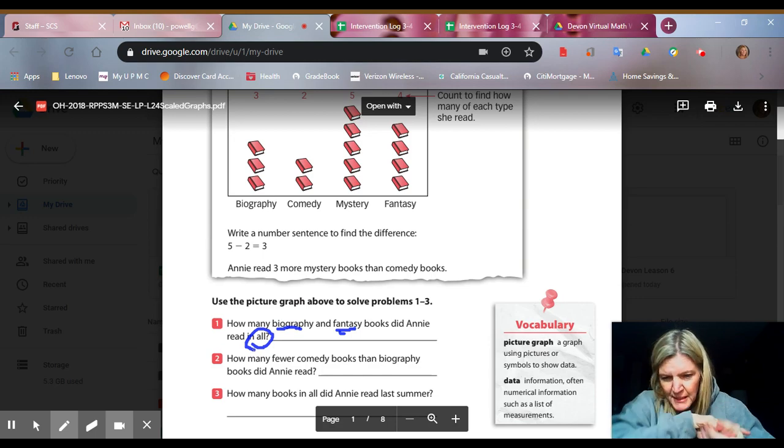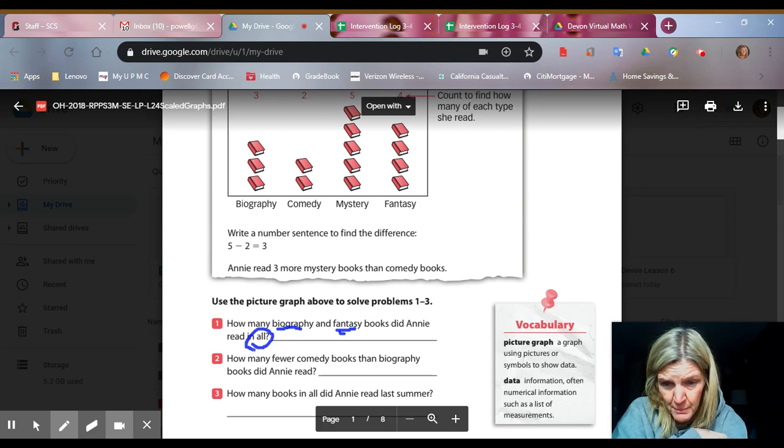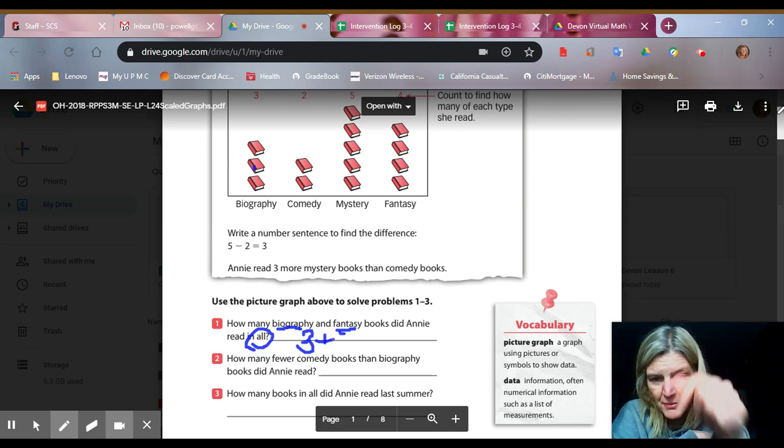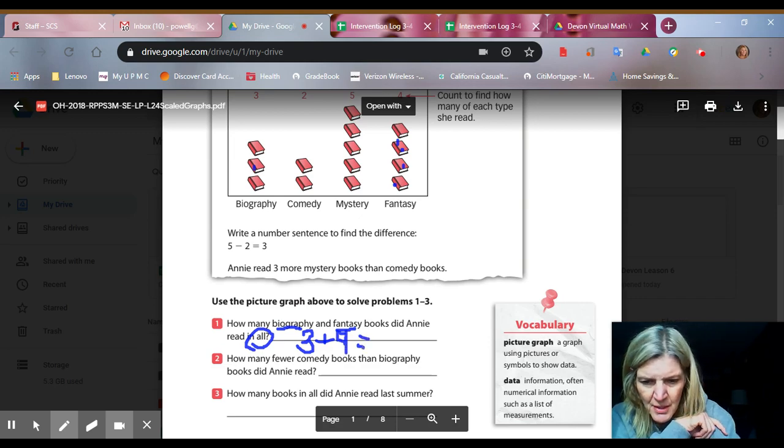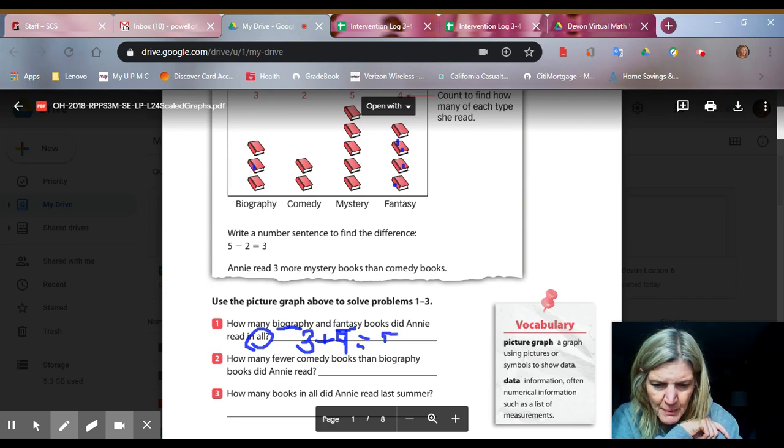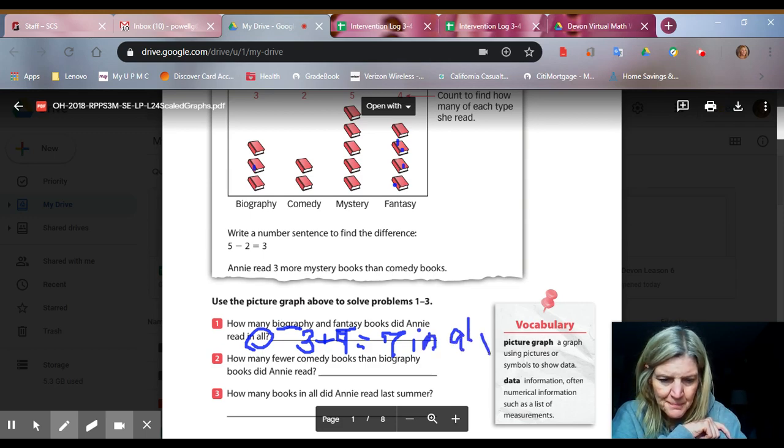So let's go up to the graph and find out how many biography books did she read? 1, 2, 3. 3 biography books. And how many fantasy books? 1, 2, 3, 4. 3 plus 4 fantasy books equals how many in all? 3 plus 4 is 7. 7 in all. This is the answer for number 1. Perfect.